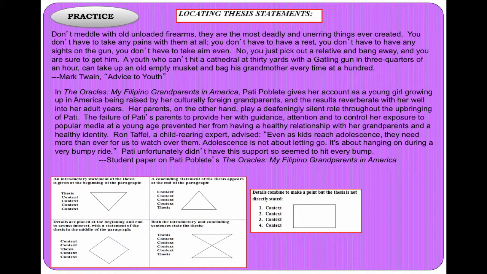So which ones are they? Pause here and do the practice.